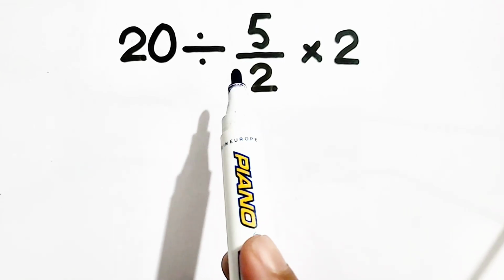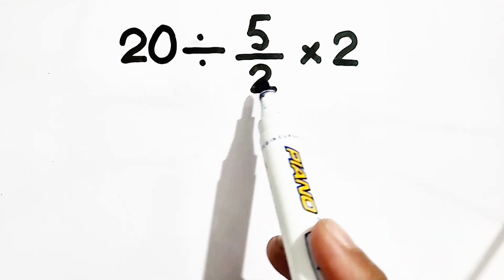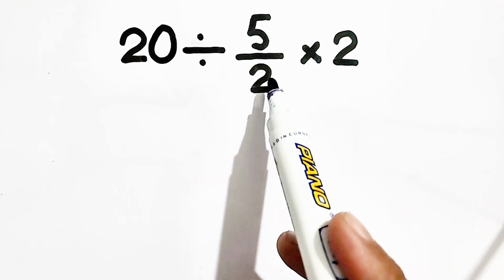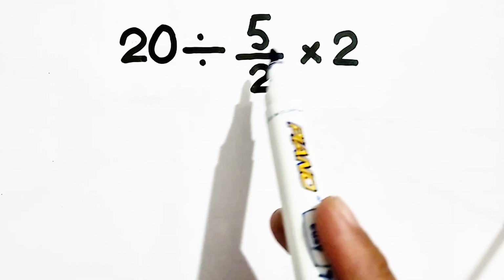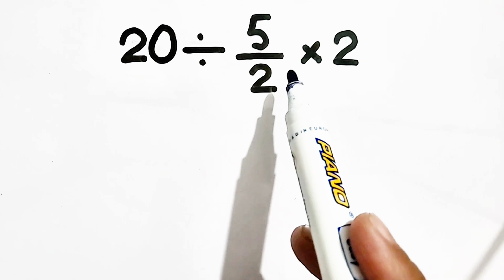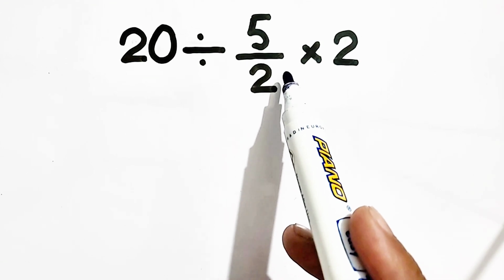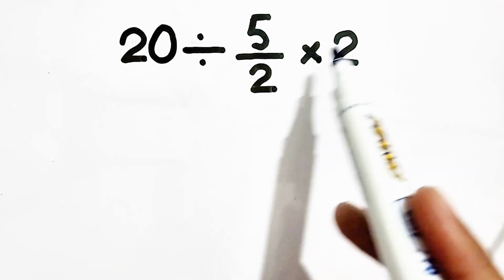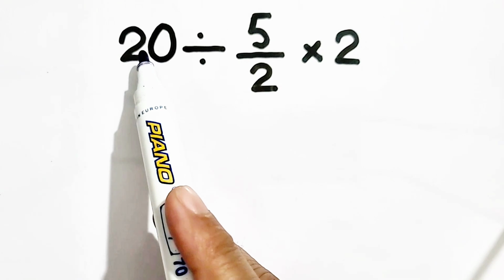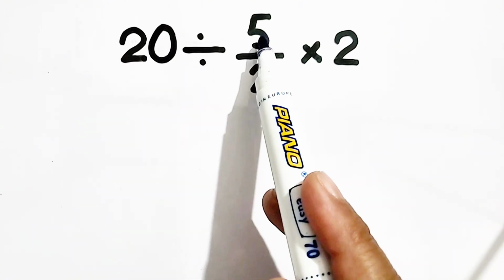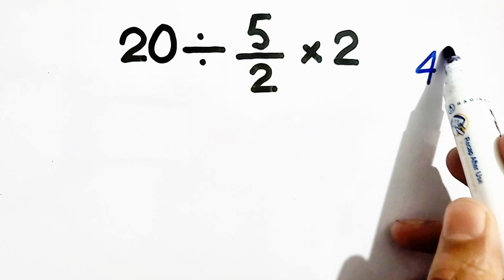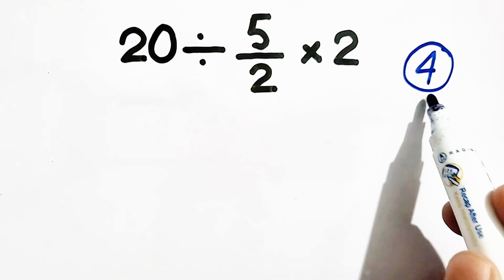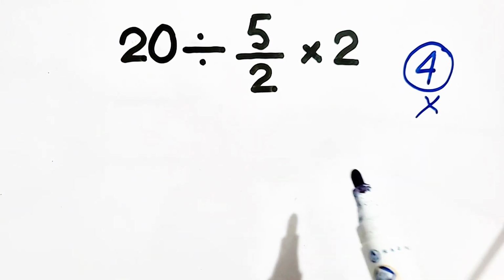Hello, respectable audience. Avoid this mistake to cancel 2 and 2. This is the big mistake while solving this question. Most of the people, about 90%, cancel 2 and the remaining portion will be 20 divided by 5, which leads us to 4 as the answer. But 4 is not the correct answer.